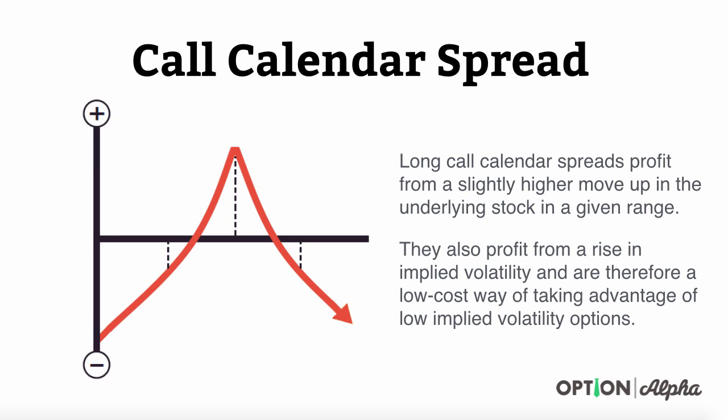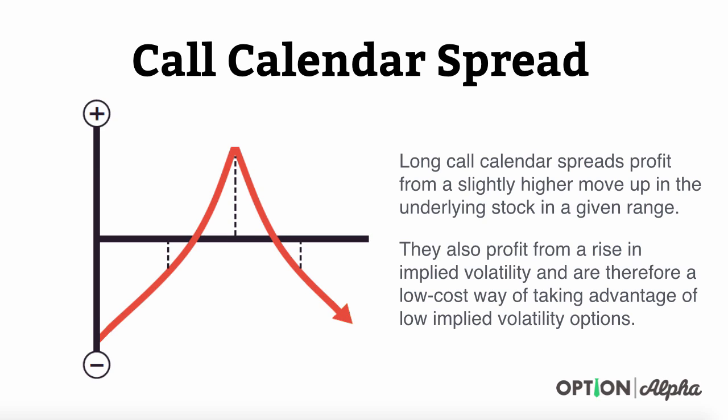And in today's video, we're going to go over the specifics of trading a call calendar spread. Now, a long call calendar spread profits from a slightly higher move up in the underlying stock inside of a given range. But they also profit from a rise in implied volatility and therefore are a great low-cost way of taking advantage of low implied volatility markets and options.